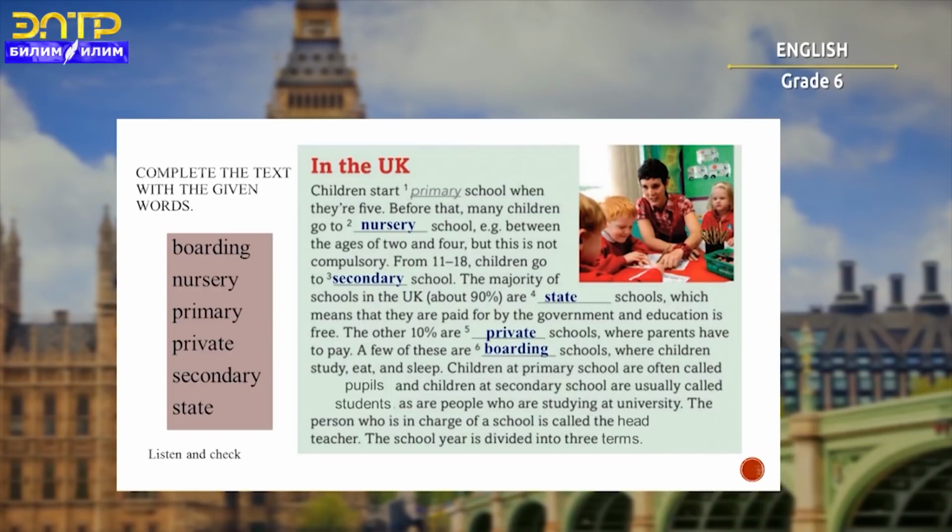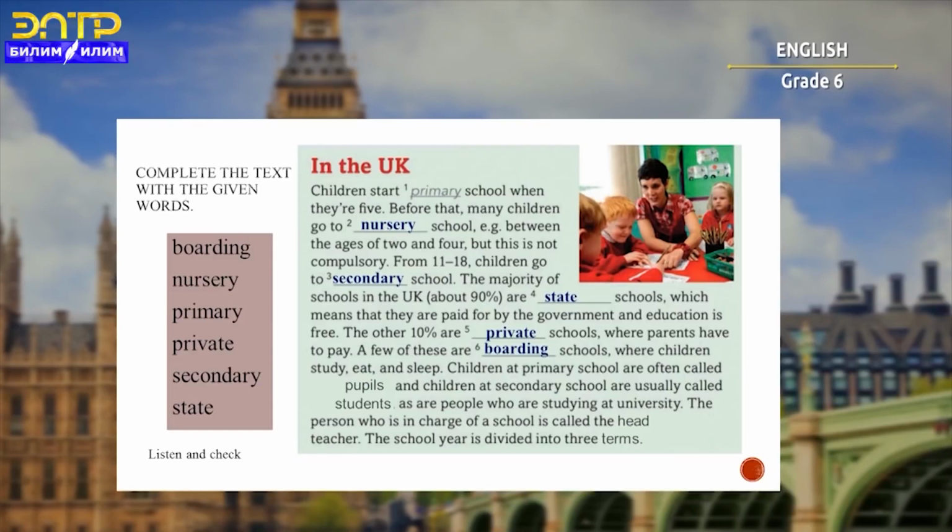In the UK, children start primary school when they're 5. Before that, many children go to nursery school, for example, between the ages of 2 and 4, but this is not compulsory. From 11 to 18, children go to secondary school. The majority of schools in the UK, about 90%, are state schools, which means that they are paid for by the government and education is free. The other 10% are private schools, where parents have to pay. A few of these are boarding schools, where children study, eat and sleep.